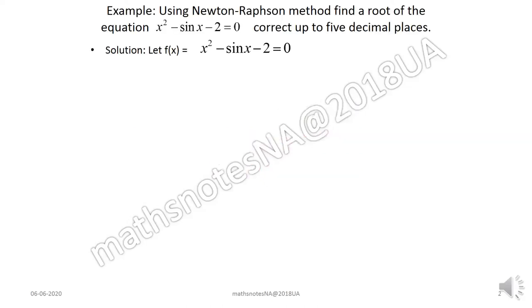The example is, using Newton Raphson method, find a root of the equation x square minus sin x minus 2 is equal to 0. Correct up to 5 decimal places. f(x) is x square minus sin x minus 2, which is equal to 0. Now let's use the concept of bisection method and find an interval in which root lies.